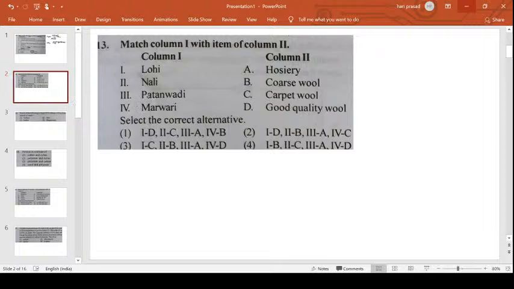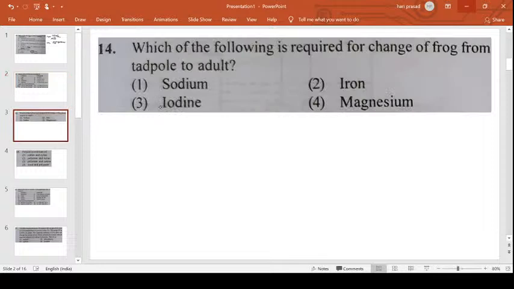This next question is regarding this option. We'll go for the next question. Here, in frogs, the tadpole is converting into an adult. For this, what chemical is required? Thyroxine. Thyroxine is the chemical required.